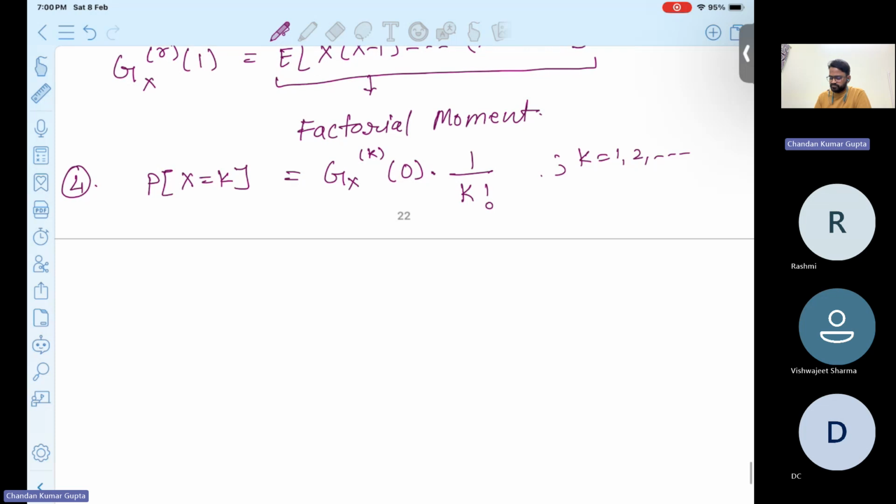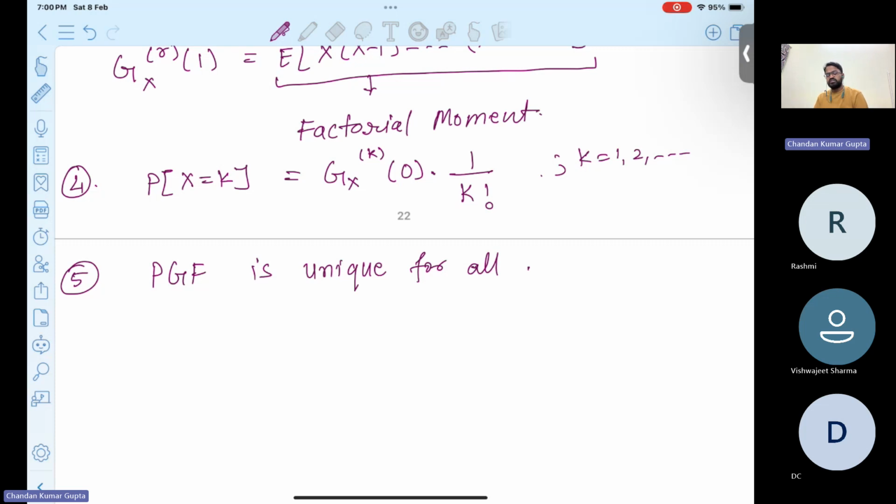Also, the PGF is unique. For every distribution there is a unique probability generating function. That means if X and Y have the same PGF, then X and Y are identically distributed, that means they have the same distribution.